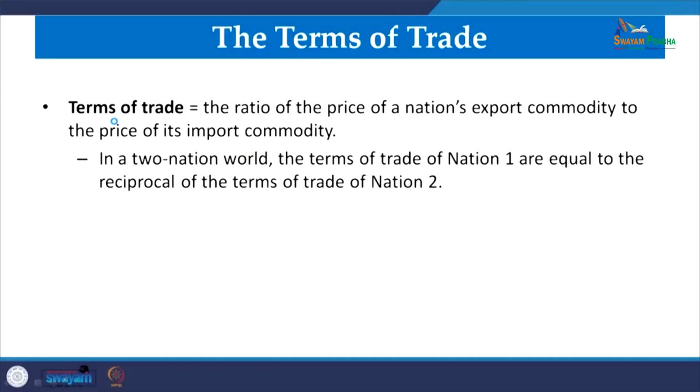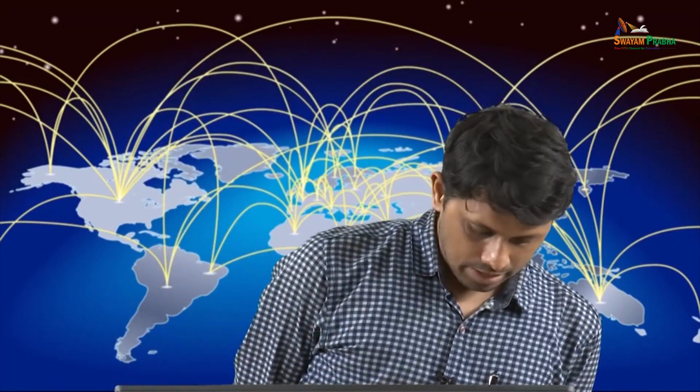So, we have already discussed what is called terms of trade. As we understand, the terms of trade is nothing but an index, a ratio of index of export prices to import prices, and largely understood in terms of its payment towards export prices to import prices of the commodities.